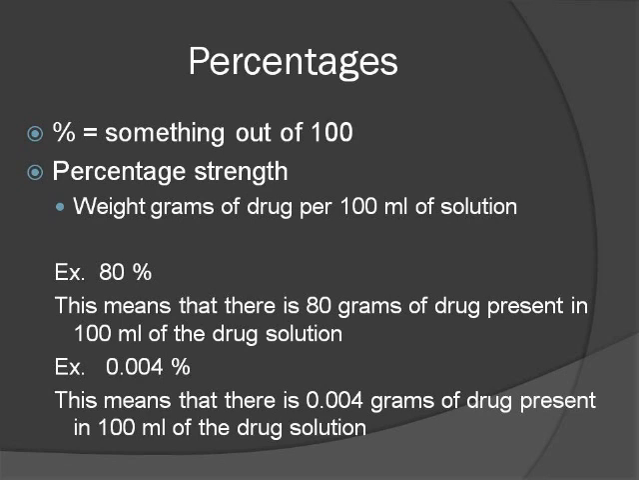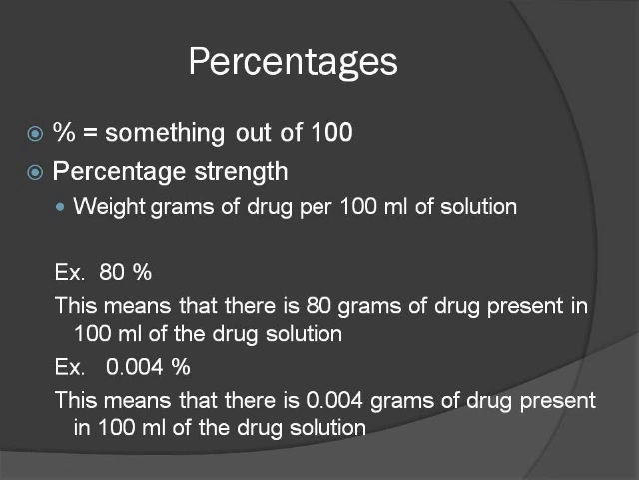Now, a percentage strength refers to the weight in grams of a drug per 100 mils of a solution. So you see the example here is 80%. And this just means that there's 80 grams of drug present in 100 mils of the drug solution.